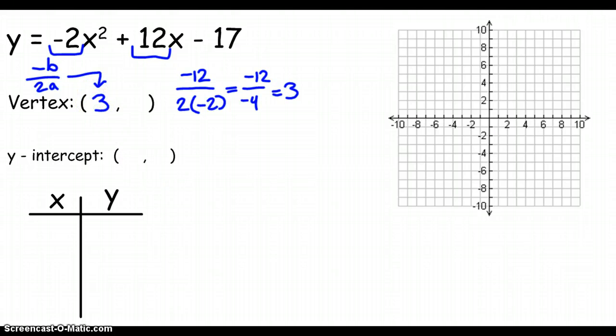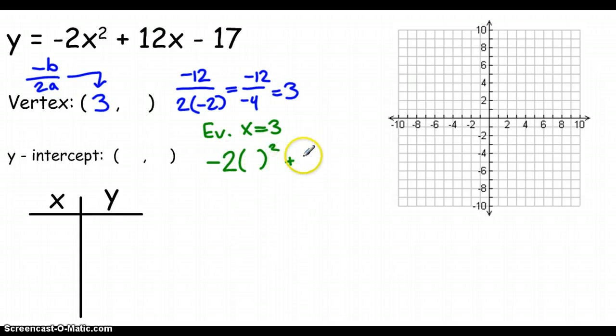Now, to find the y-coordinate for our vertex, what we're going to do is evaluate our original equation, and we're going to evaluate it when x is equal to 3. That'll tell us the y-coordinate for our vertex. So I'm going to take our original equation. Everywhere that we have an x, we're going to replace it with our 3.